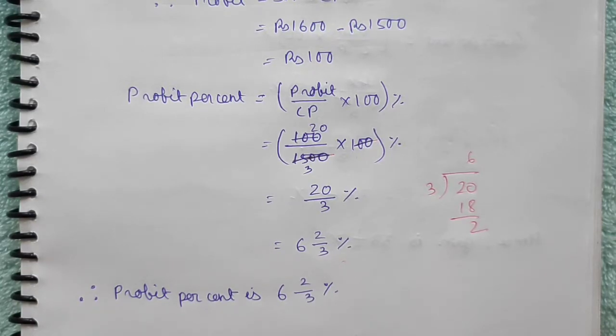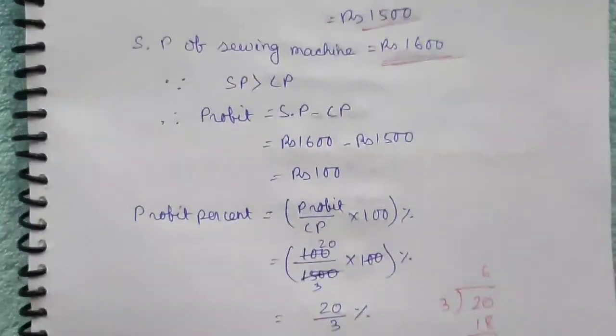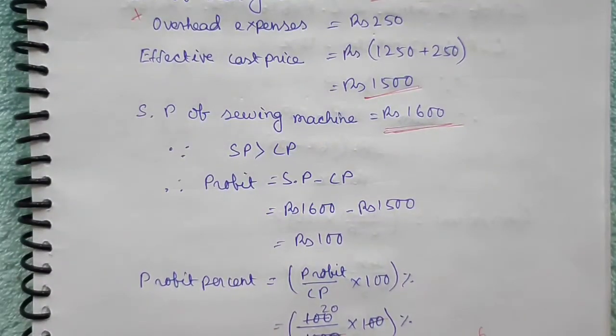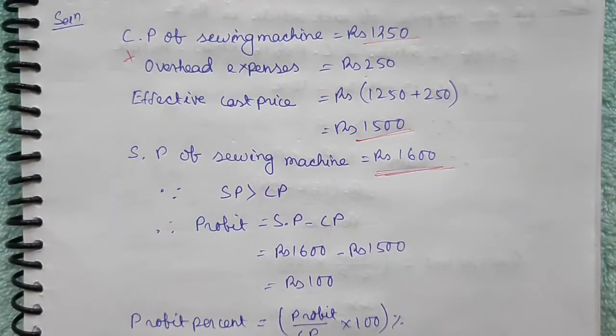In this question, one thing was added, that is overhead expenses. Okay, what was overhead expenses? In sum total, we can say that it is the expense of transportation or labor. For example, when you have to unload something from the truck, you need labor, isn't it? So the cost of labor, cost of transportation.